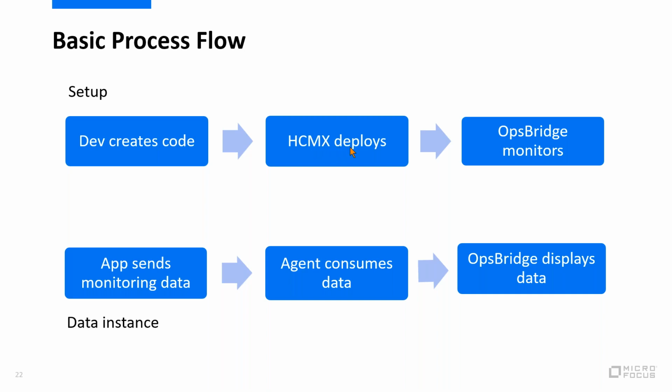So HCMX is going to do the deployment, and OpsBridge is going to monitor the situation. So that's the setup process. We'll go through that in detail. And then what happens when you've got an instance of data that you actually want to get into the system? Well, your app is going to send data to the agent. The agent's going to take that data, and OpsBridge is going to display that data. So that's the context in which everything I'm going to do next applies.